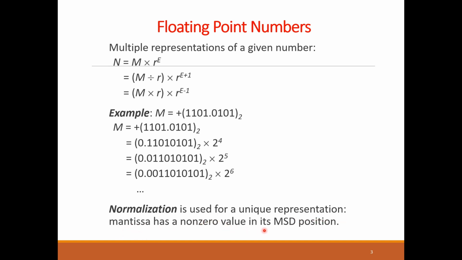The mantissa has a non-zero value in its most significant digit position. So this is not a normal representation. This one is a normalized representation, because if I consider the point, its most significant digit is non-zero, then this is a normal representation.